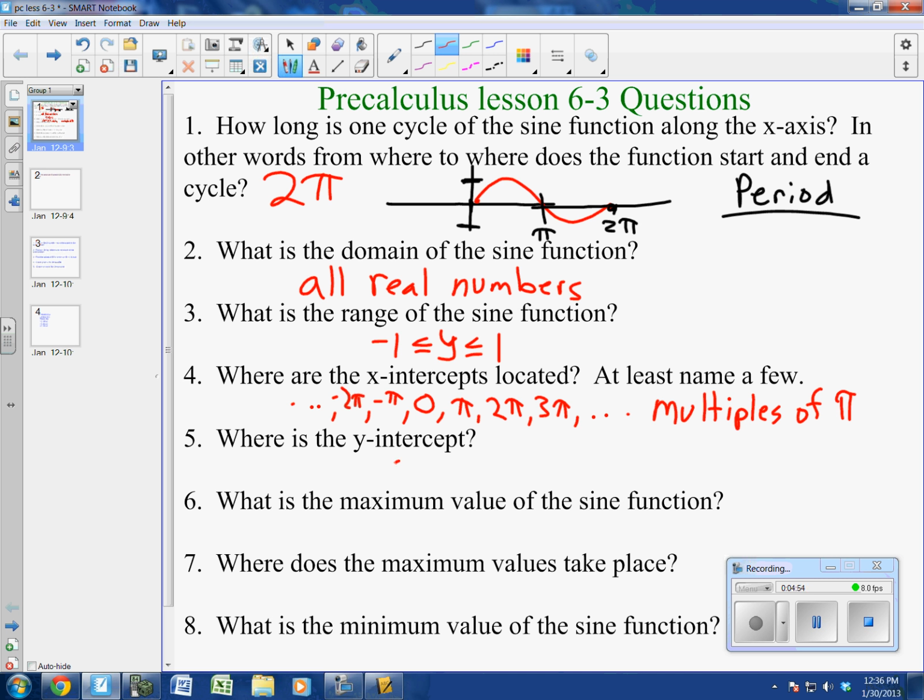0, 0. Yeah, you're looking at the cosine. 0, 0 is the y-intercept. Okay, number 6. What is the maximum value of the sine? Oh wait, go back to number 5.